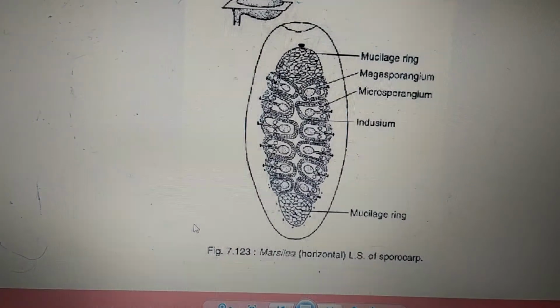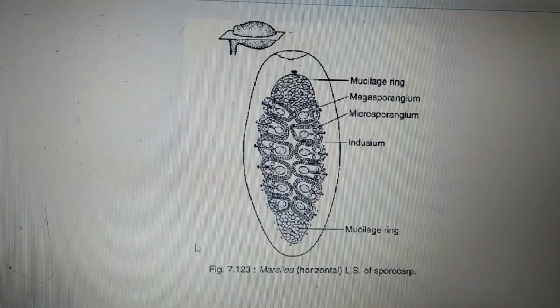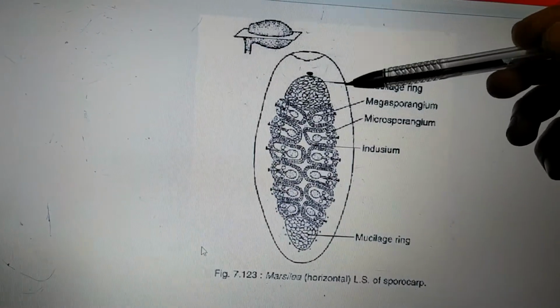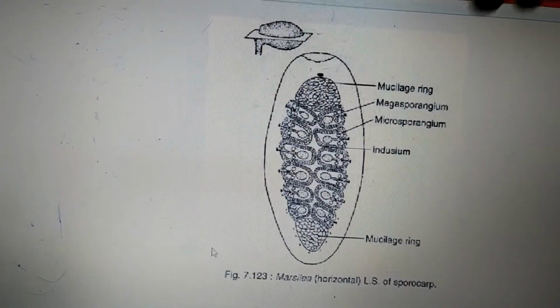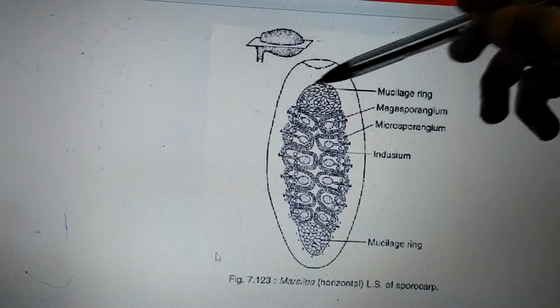Begin with the last part of the sporocarp, that is sori of the sporocarp, when we are going to have a horizontal longitudinal section of the sporocarp. This is what we are going to see. That is, if the sporocarp is cut in this manner, this is how it is going to reveal.